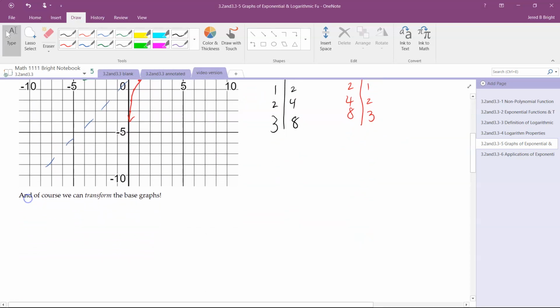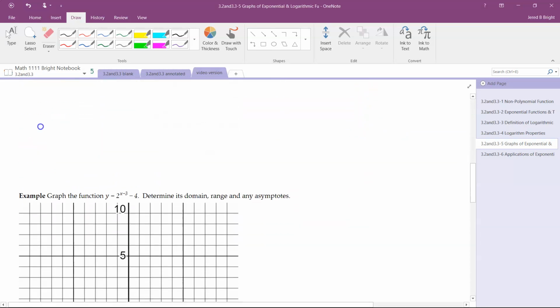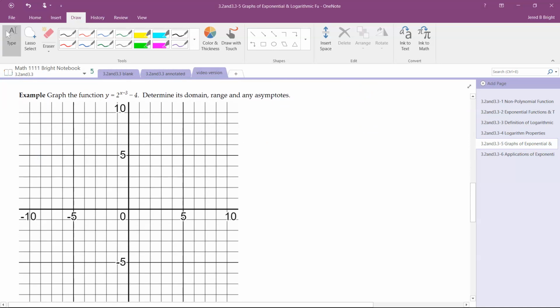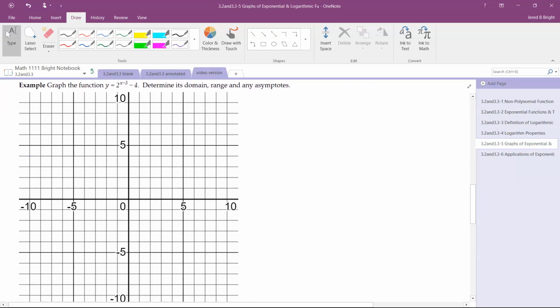But of course we can't have it that easy. We can transform these things too. So now we have the function 2 to the x minus 3 minus 4, and we need to be able to graph it. That's number one. As I said, find the domain, range, and any asymptotes. So I want you to start with that 2 to the x function, and then there's going to be a couple transformations, two to be precise, to get you to 2 to the x minus 3 all minus 4. So tell me what those transformations are.